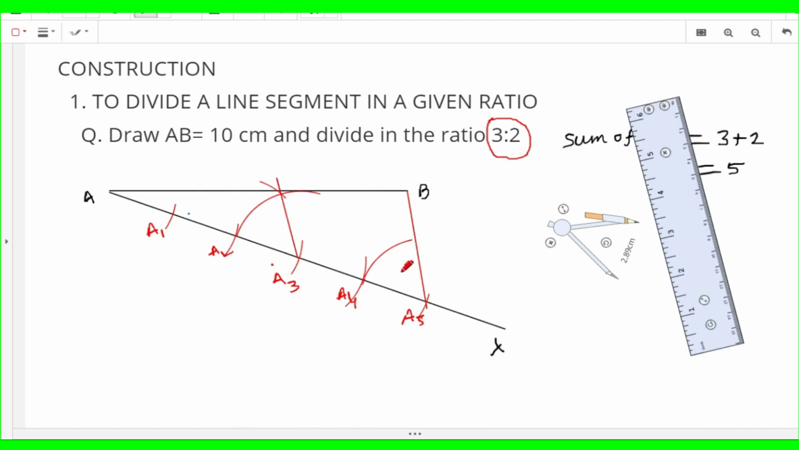Okay, so this way we have got a line. This line is parallel to this line, which intersects at the point, suppose we name it C. After joining, this line is parallel to this, so here we will get that AC is to CB will be equal to 3:2. This is the way of construction we have done to divide the line segment in the ratio of 3:2.